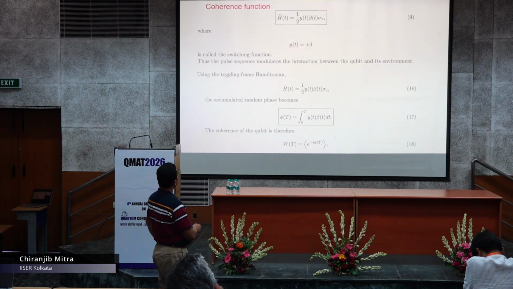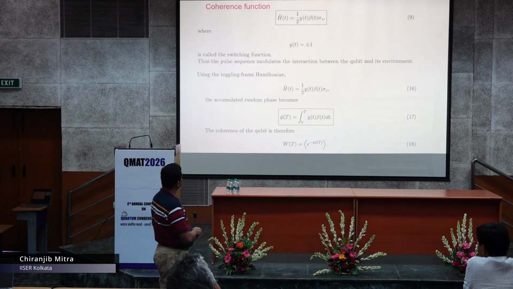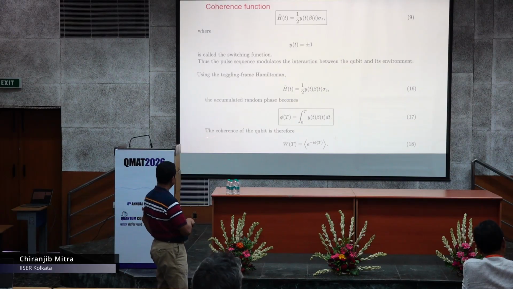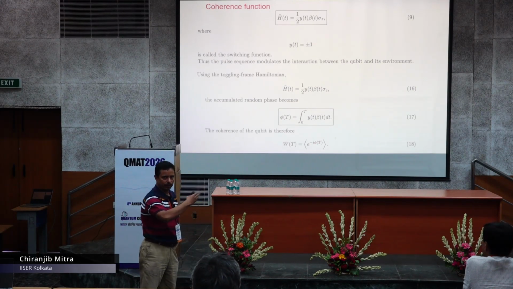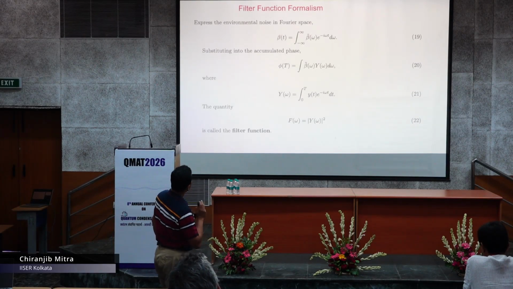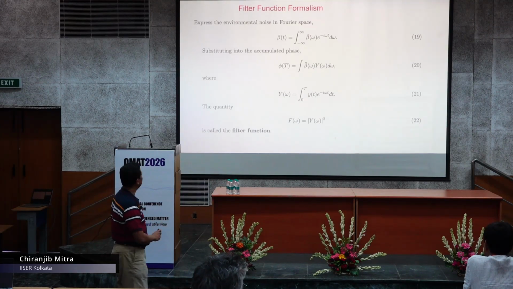So for the coherence function, I simply put the y(t) here, and using the interaction picture I can write down, with the tilde denoting the interaction picture, that the random phase becomes y(t) times b(t). The definition of the coherence of the qubit is therefore e to the power minus i phi(t). Remember that the off diagonal element had an integration e to the power minus i beta(t). This is interesting, this is the filter function formalism. Where does the filter function come from?